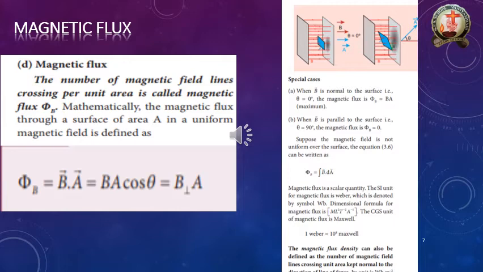Now we can see the special cases. When B bar, the magnetic field lines, is normal to the surface, that is, theta is equal to 0. I hope you understood. Magnetic field is passing to the right side. Can you see the diagram? He mentioned it with the arrow mark. The magnetic field direction is to the right side, and the area direction is also to the right side only. Area of the surface.